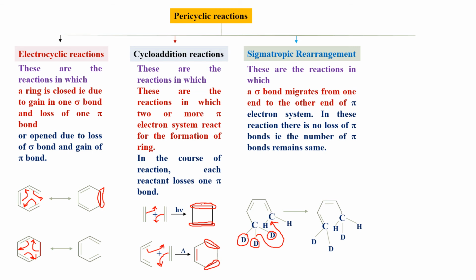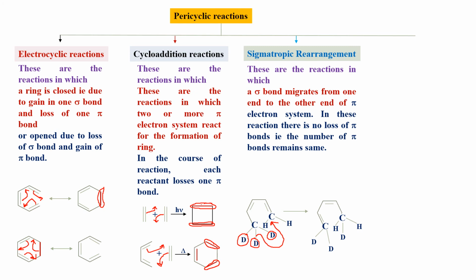carbon atom. We shall be getting this product in which the terminal carbon atom has one deuterium along with 2 hydrogens, and one deuterium from the first terminal carbon atom is lost or shifted. This type of reaction is called sigmatropic reaction.